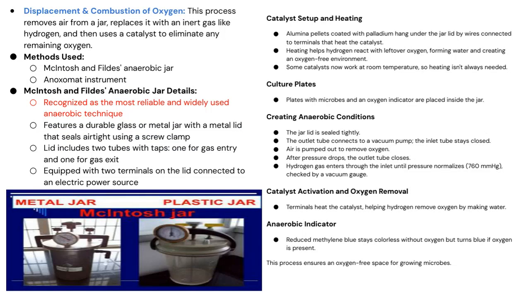Let's look at how we create the perfect oxygen-free environment for growing microbes. Inside the jar, alumina pellets coated with palladium act as a catalyst. When heated, they help hydrogen react with any leftover oxygen, turning it into water. This removes oxygen completely. Some newer catalysts even work at room temperature, so heating isn't always necessary. The jar is sealed tight, air is pumped out, and hydrogen gas is introduced. An indicator inside changes color if oxygen is present, confirming the environment is truly anaerobic. This method is reliable and widely used in labs.